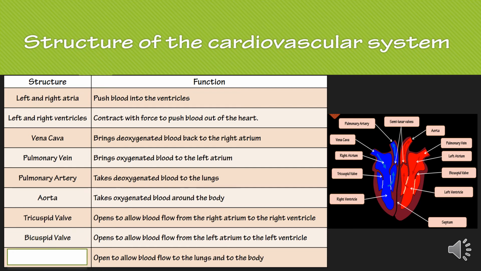The tricuspid valve and the bicuspid valve both open to allow blood to flow into the ventricles and slam shut again to prevent any backflow. And the semilunar valves do the same job in that they open to allow blood to go through but slam shut to prevent backflow, but this time into the ventricles.